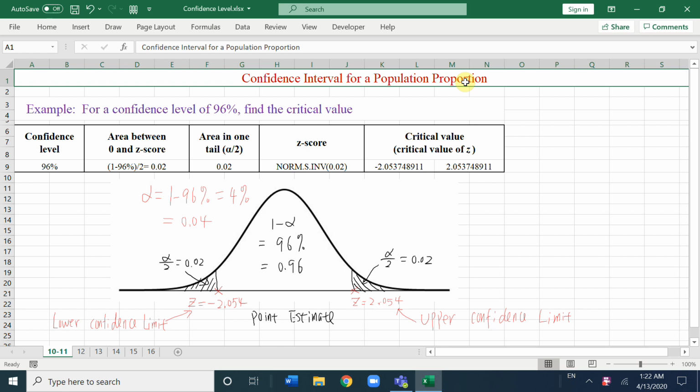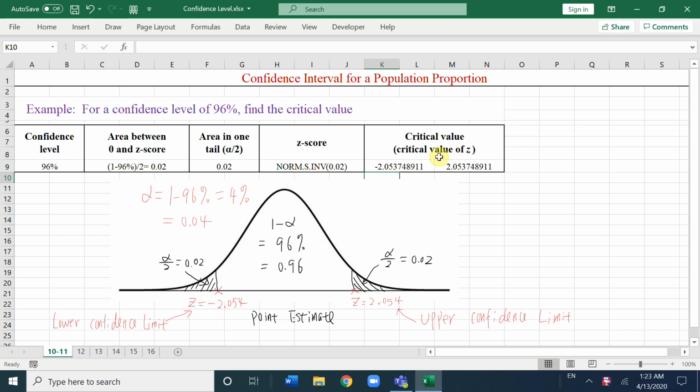Let's do some examples for the learning content confidence interval for population proportion. The first example: for a confidence level of 96%, find the critical value. So we know this p hat is a point estimate. The middle part is 1 minus alpha, which is 96%, and both tails are half alpha, 0.02. Alpha is 4%. And we could get the z-score with norm inverse. So you get norm inverse 0.02, you get this number.